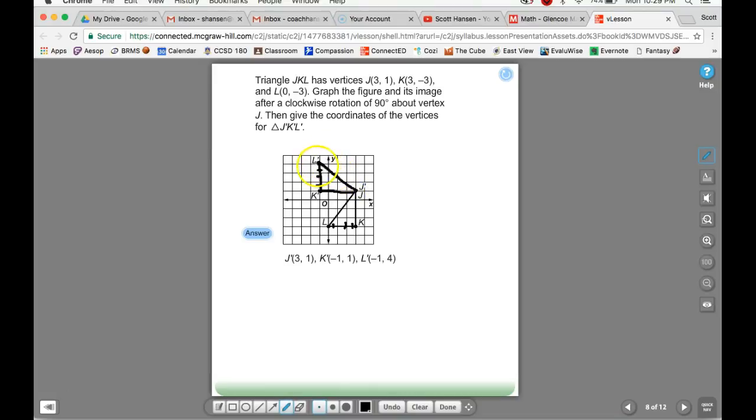And then here's L prime right there. And J prime I already have. K prime was the first point that I plotted. And the coordinates of those new points, the prime points, are right here: 3, 1; negative 1, 1; and negative 1, 4.